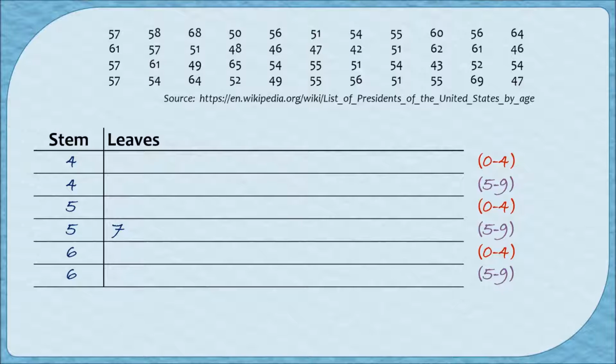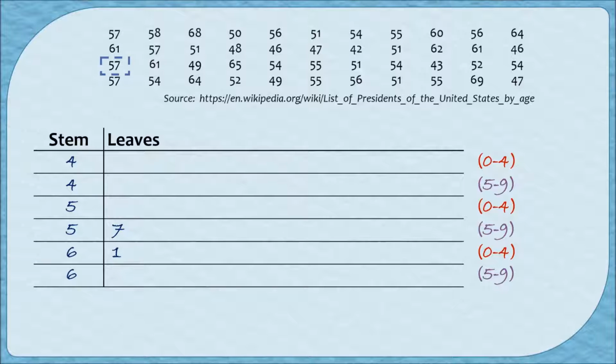The next value in our data set is a 61. So this will have a stem of 6 and a leaf of 1. Since the leaf is a smaller number, between 0 and 4, we're going to put the leaf of 1 in that first row for 6. We'll continue to place the leaves for each of the stems in the same manner.